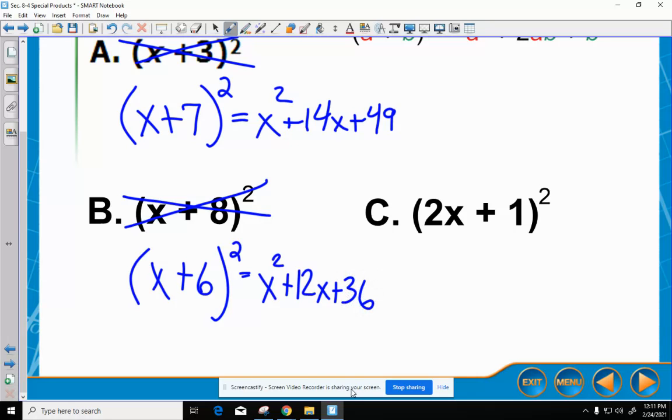I'm using these ideas to produce this one. It's all the same. How did we get x squared in the first part? We multiplied x times x. So over here, what am I multiplying together? 2x times 2x, which is 4x squared. Now, how did I get the 14 in the top one, or how did I get the 12 in the bottom one? What did I do there?